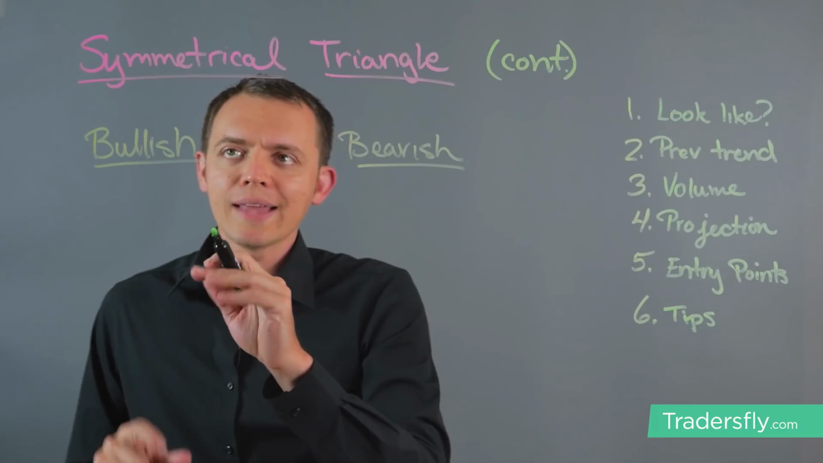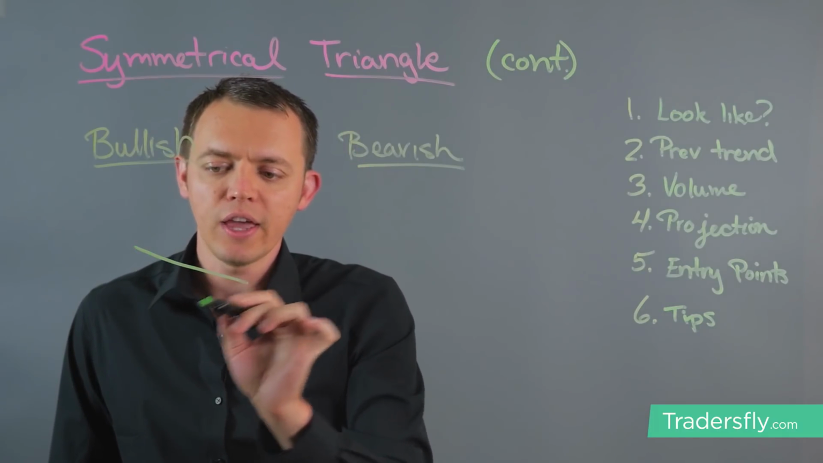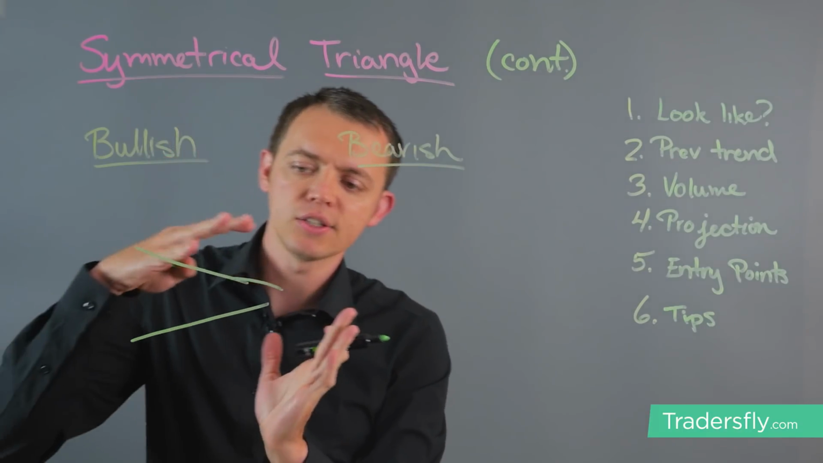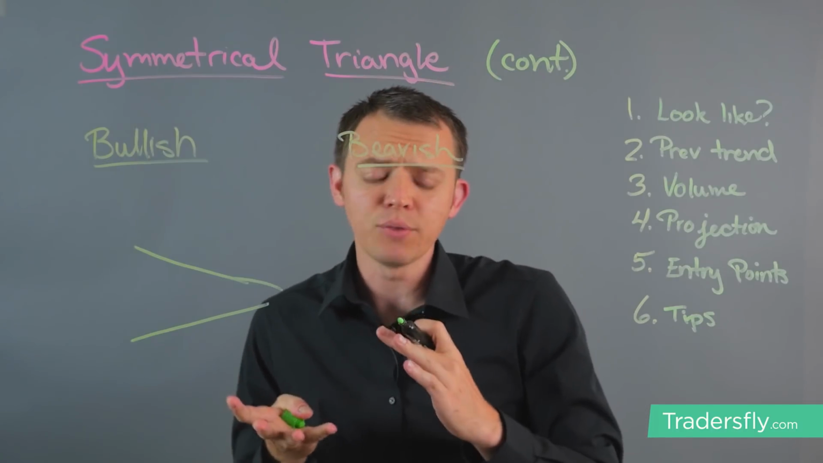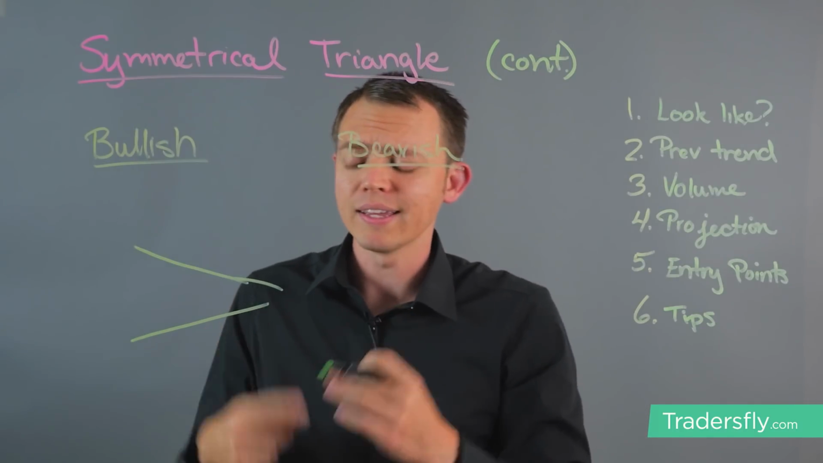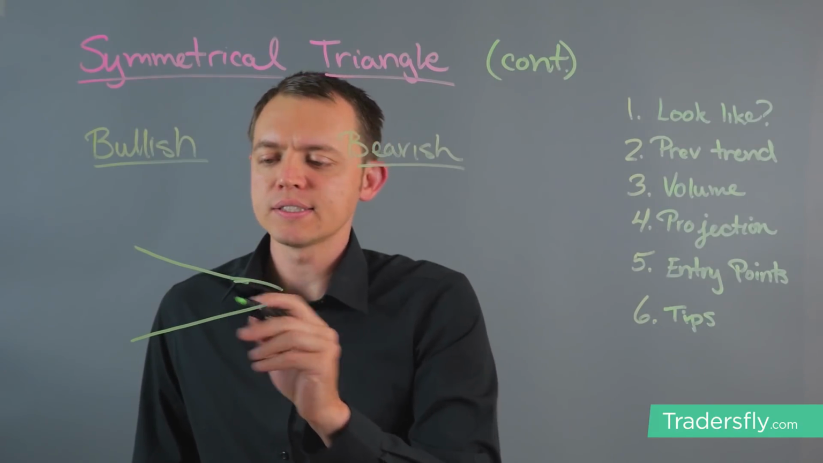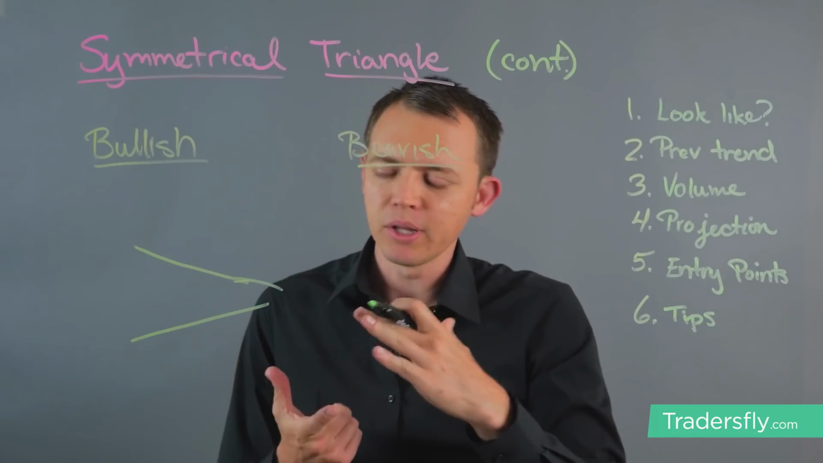If we look at the symmetrical triangle, what it really looks like is a triangle going into a V formation kind of sideways. Think of it like a bracket on your keyboard. It could almost resemble a pennant pattern, but it's a little bit longer.